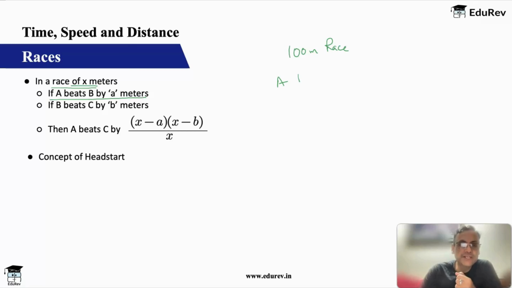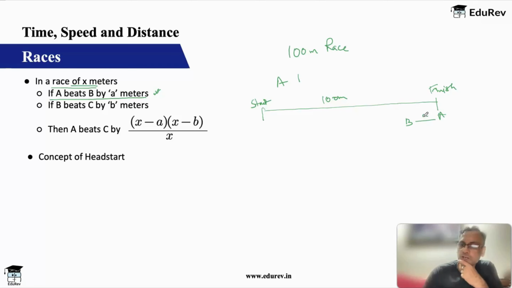So when I say A beats B by a meters, that means if this is the length of the race, this is my start and this is my finish. Total distance is 100 meters. If A is at the finish, then B is somewhere here and the distance between them is a meters. This is what it means.